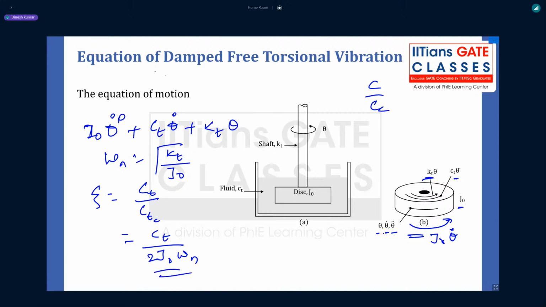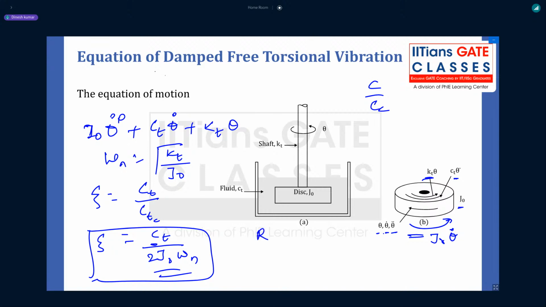So guys, instead of 2 omega n, it is 2J naught omega n. And instead of C, it is Ct. Okay, so this is very important. And in the same way, guys, if your motion is rotational, in that case also your zeta will not be simply C by Cc. It will be C rotational upon C rotational critical.